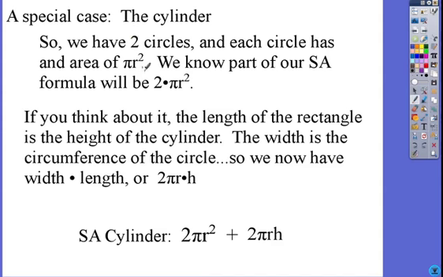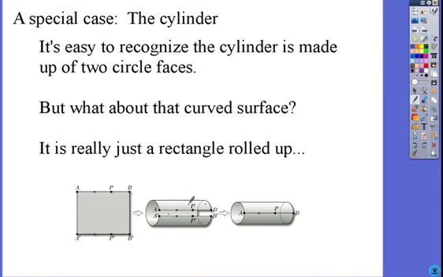So I know how to find the area of the 2 circles. The area of one circle is pi r squared. So if I've got 2 of them, I just multiply that by 2. So I have 2 times pi r squared. That comes into play here. The second part's a little bit more tricky. If you think about, let's go back here, the height of this cylinder is really just the width of this rectangle, right? So if I call this H, it's still H in the cylinder, okay?